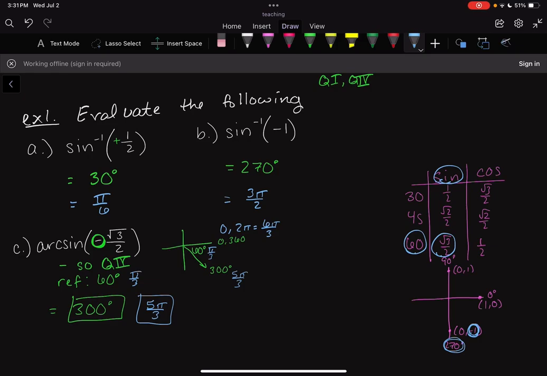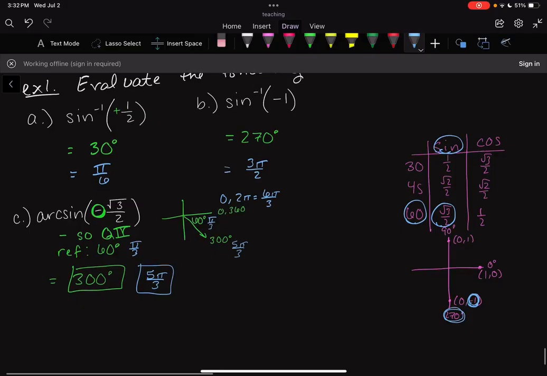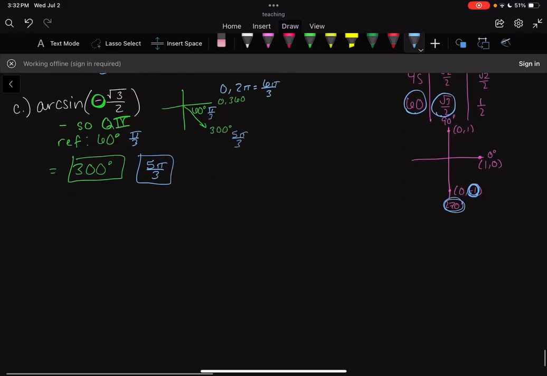So you just have to make sure that while you do sine, your answer is either in quadrant 1 or quadrant 4, or it can also be 0, 90, or 270. And that's all because of that interval that we've set up. Now I'll do some more of these as we go on, but next I'm going to talk about cosine.